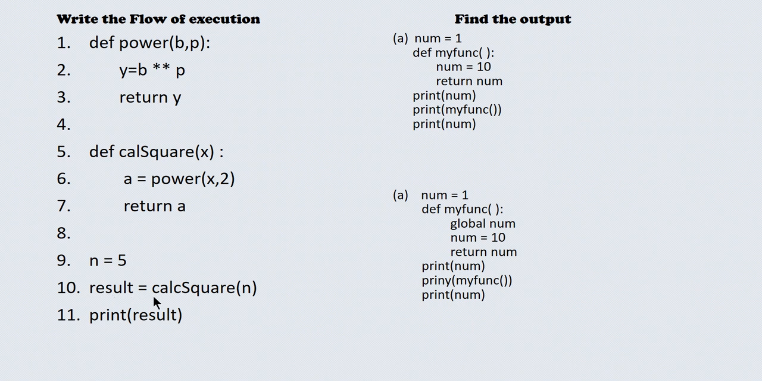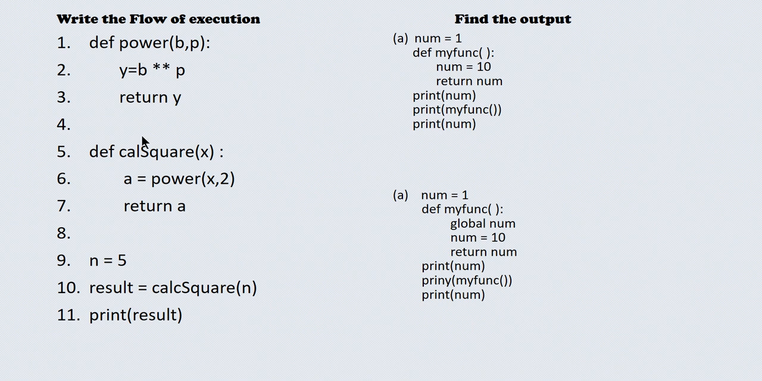So next is result is equal to calc square of n. Okay, so this is a function call statement. When there is a function call statement, the control will be transferred to this place. So after 10 it will execute 5, 6. So while executing 6, there is a function call statement. It is a is equal to power of x comma 2. So while executing 6, the control again will be transferred to the place where the function definition has been written. So here it is.